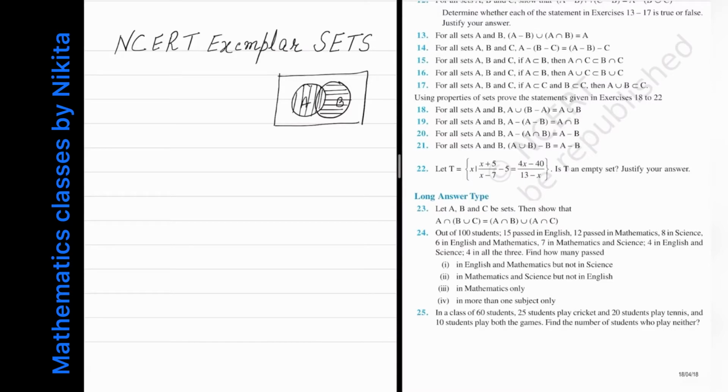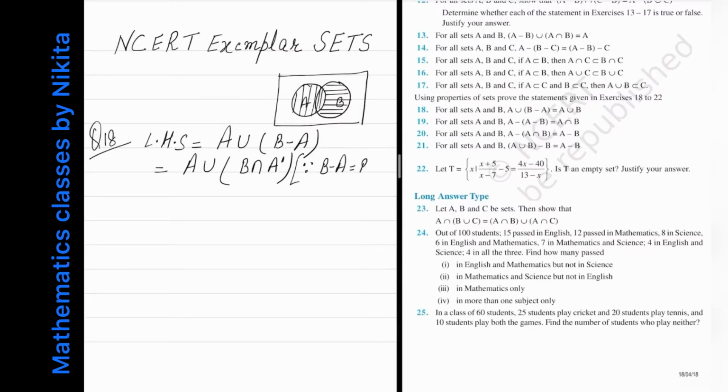So let's prove now, question number 18. Let us start with LHS. So LHS is equal to A union (B minus A). Now note that this B minus A can be written as B intersection A complement, since B minus A is equal to B intersection A complement. You can see from the Venn diagram also that B minus A is nothing but B intersection with A complement.